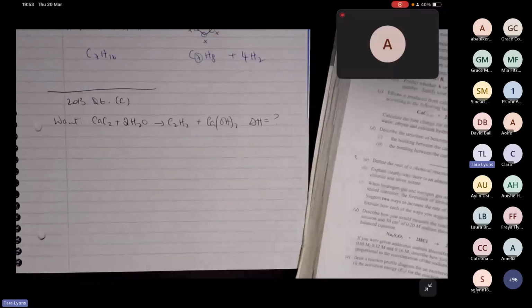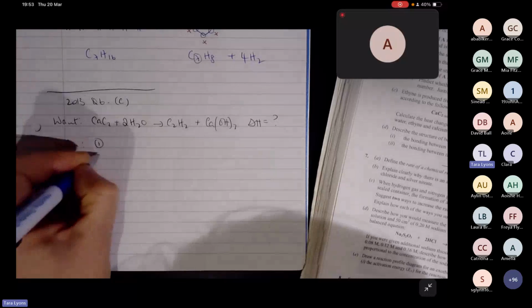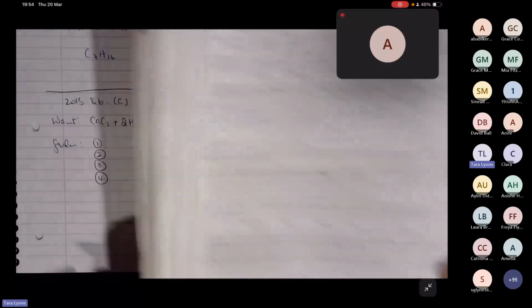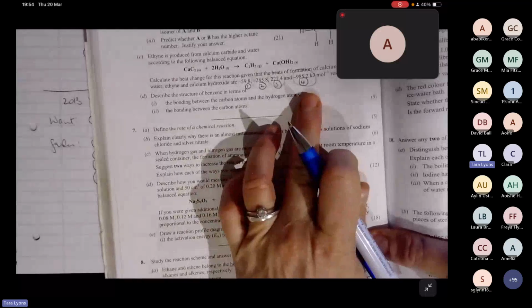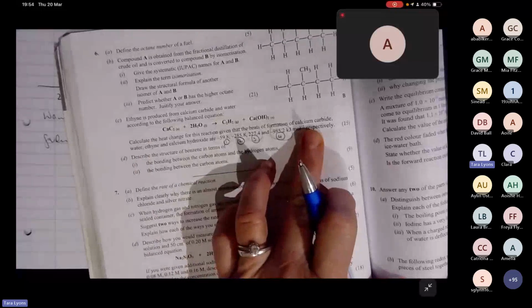That's what I want to find. I have been given 4 pieces of information. You don't have to number them, but I am. So I've numbered them in my question, and I'm going to number them as I go through them. The first one of those is they want the heat of formation of calcium carbide.